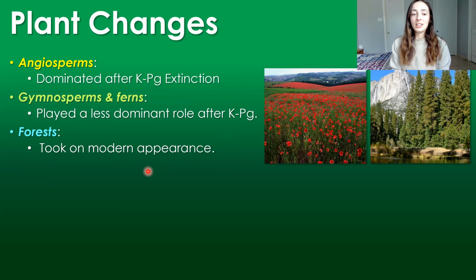Another event during the Paleogene is that forests took on a more modern appearance. I talk in my Paleogene climate video about how the warming to cooling trend during the Eocene to Oligocene caused a lot of the tropical forests that were really abundant and densely populated in North America and Eurasia during the Paleocene and Eocene epochs to transition into more dry woodland type forests in the Oligocene due to cooler and drier climates.